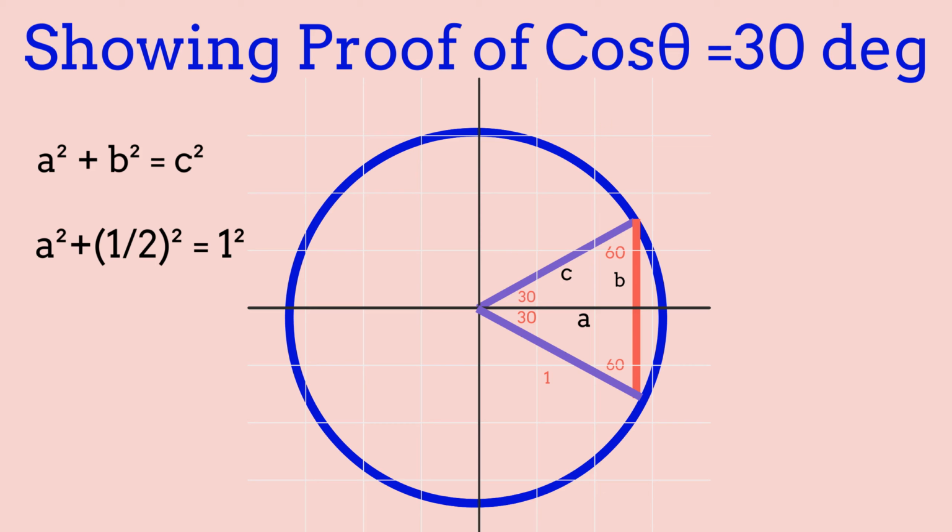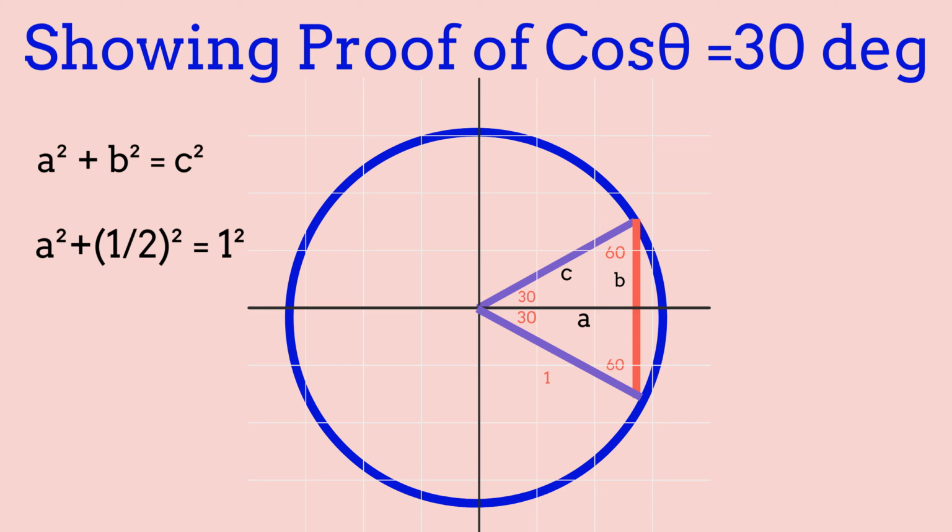So now let's just square all of our values. We're going to leave a squared as it is, and then 1 squared is equal to 1, and (1/2) squared is equal to 1/4. So now our equation looks like this: a squared equals 1 minus 1/4. Now we need to subtract our values to remove that 1/4.